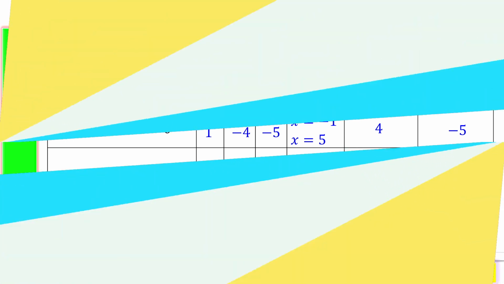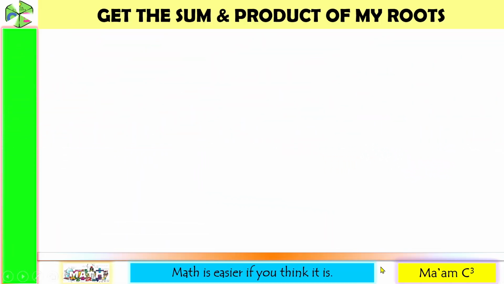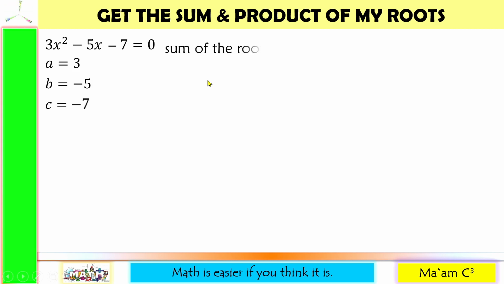Let's have another activity. Get the sum and product of my roots. Given the quadratic equation, first we have to determine the values of A, B, and C. A here is 3, B is negative 5, and C is negative 7. For the sum of the roots, we have discovered in our previous activity that it is equal to negative b over a. So the sum of the roots will be the negative of negative 5 divided by our a, which is 3.